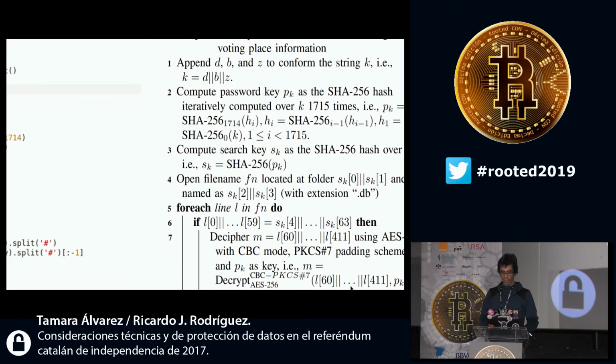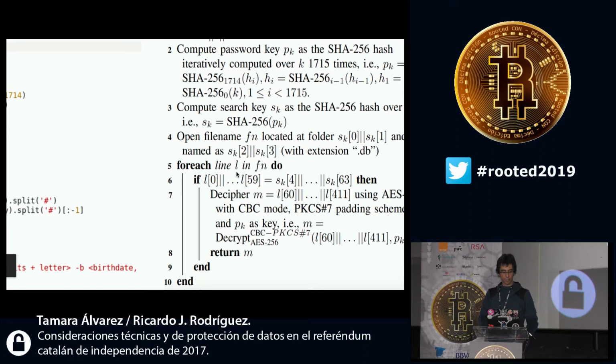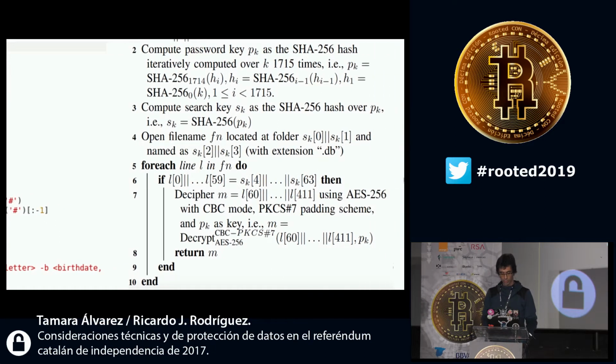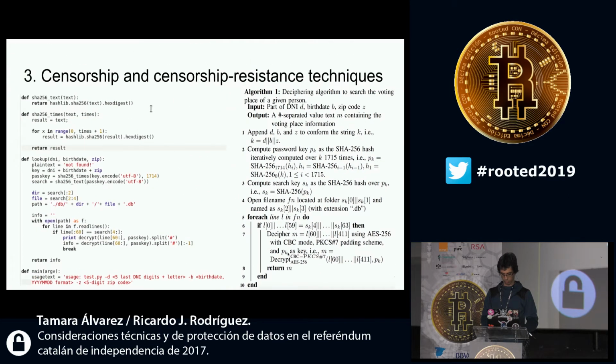And then for each line, there were several files for each line, and here you had to find the last 60 bytes of the key, and the rest was decoded using, as you see here, AES-256 with CBC mode and PKCS number 7.